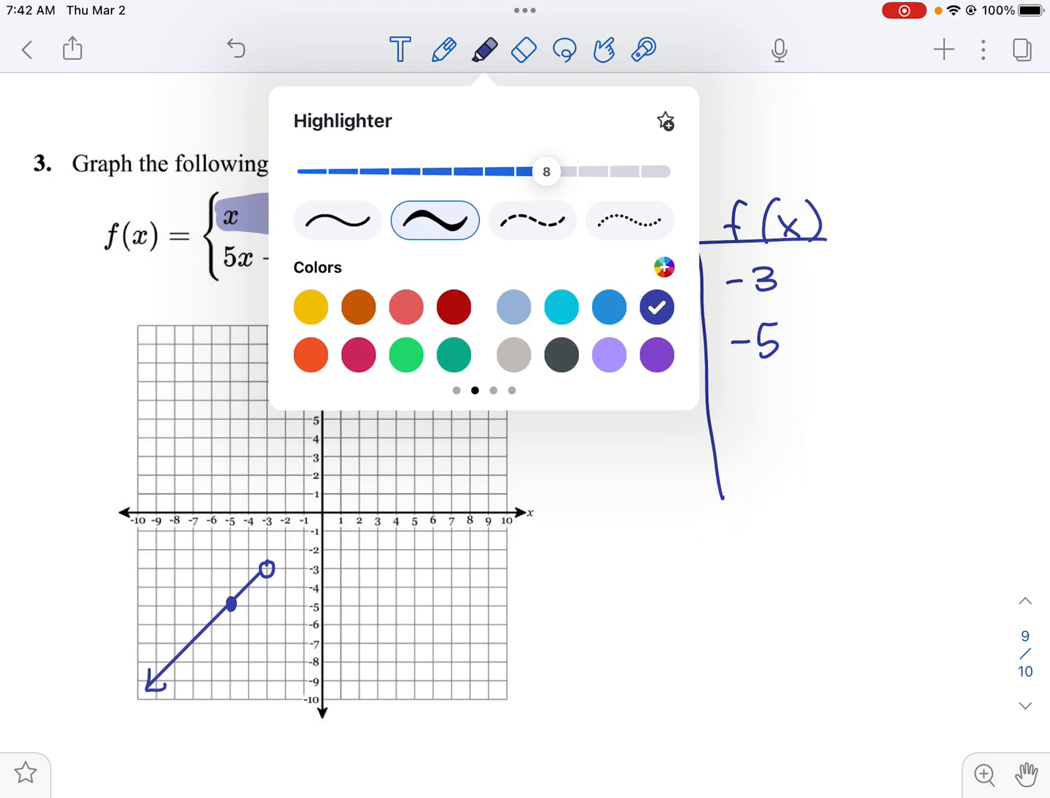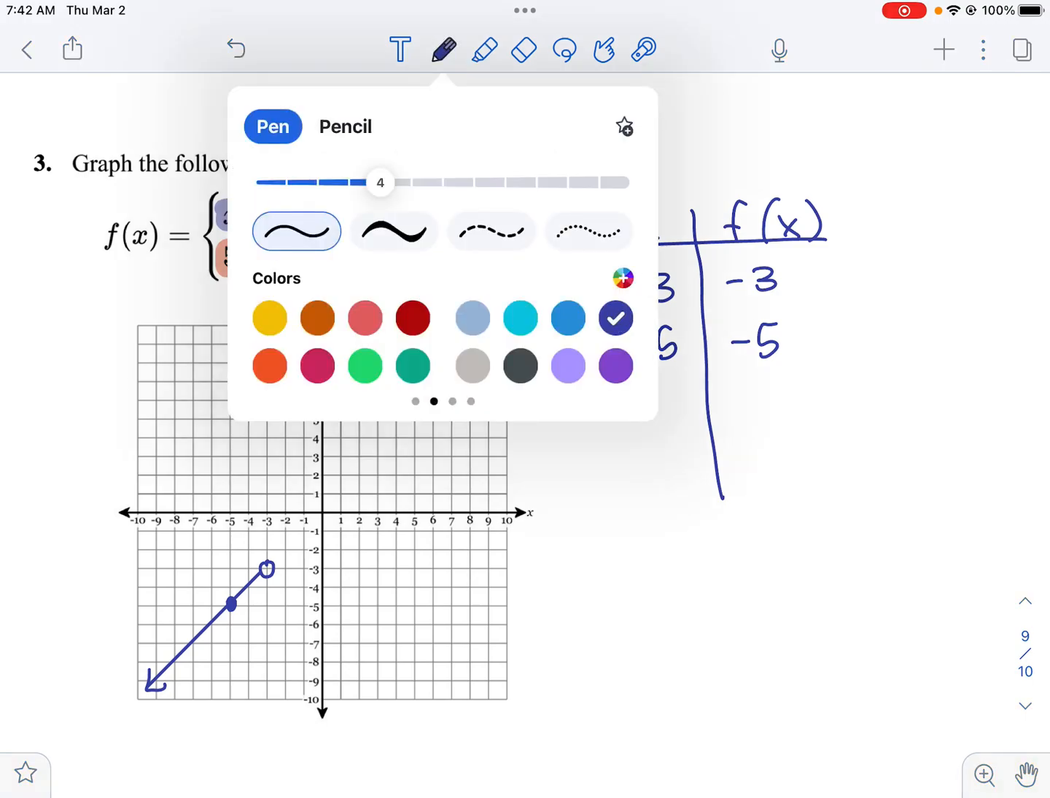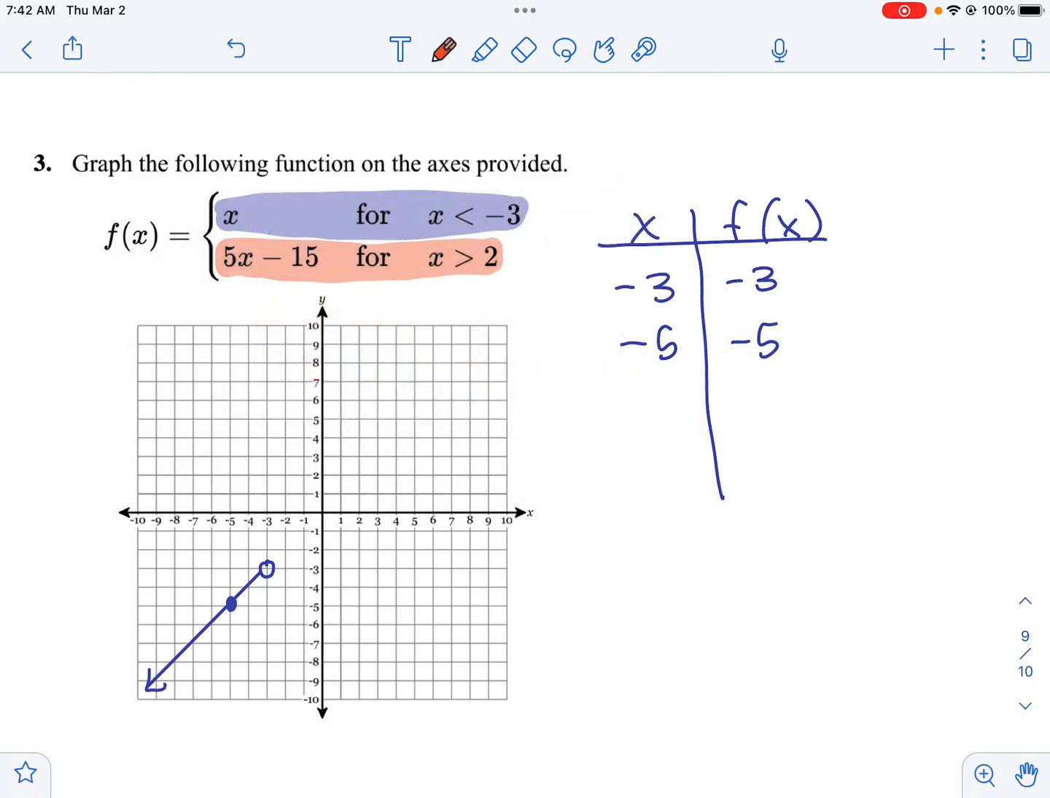Okay, and then we have our second piece of the function. It's 5x minus 15 for when x is greater than or equal to 2. So again, we'll plug in the point provided. Okay, so here's our second function. So the x value is 2, and let's plug in 5 times 2 minus 15. 10 minus 15 is -5.